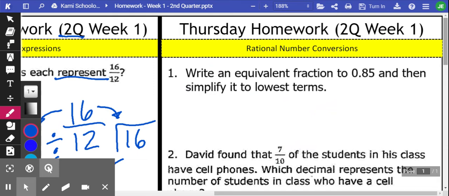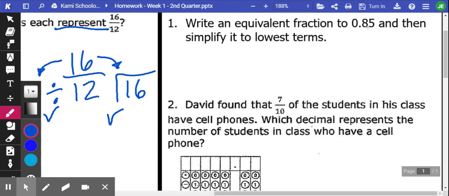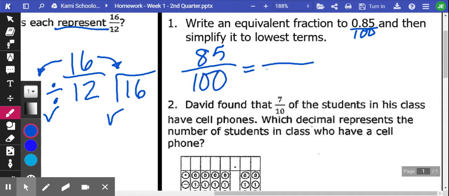All right, and we got the last day of the homework for the week, which is Thursday. We look at the second quarter and week 1. So write the equivalent fraction for 85 hundredths and then simplify it. So 85, because we have 2 decimal place values, we're just going to put it over hundredths. So that's how we make it into a fraction, but now we need to look at a common factor and then reduce it to lowest terms.